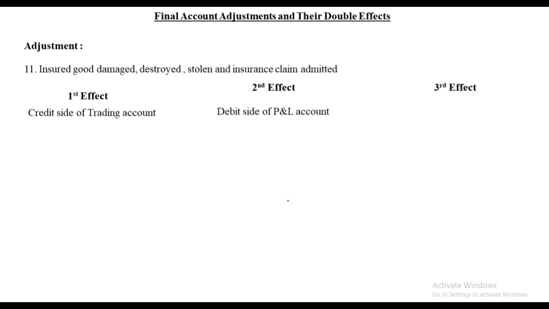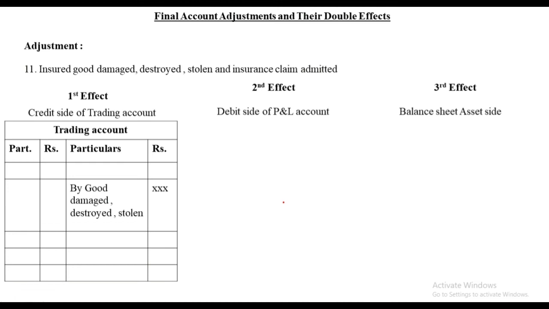Adjustment number 11 is based on insured goods damaged or destroyed or stolen and an insurance claim admitted. Always remember, whenever there is an insurance claim, whenever the goods are lost, destroyed, or stolen, it will have not two effects, but three effects. Number one, it will appear on the credit side of your trading account, the entire amount of goods which have been destroyed. Second, the effect will be on the debit side of your P&L account, the actual loss. And third, the effect will be on the balance sheet asset side, the claim.